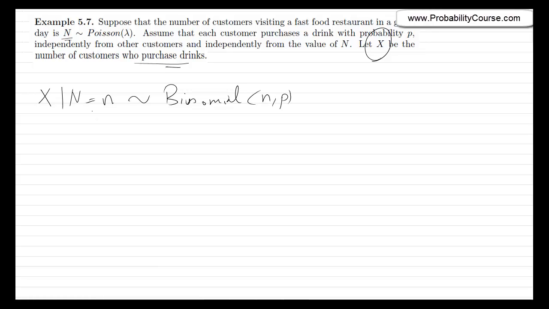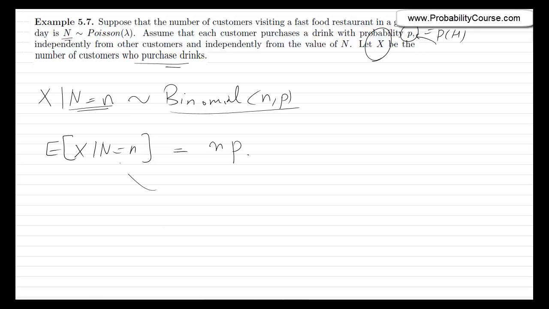Why? Because if n is fixed, if the number of customers is fixed, then it looks like each customer tosses a coin with probability p and decides whether to purchase a drink. So it looks like we are counting the number of heads, where p is the probability of heads in the coin toss, in a fixed number of coin tosses, so x is binomial with parameters n and p. So as we discussed last time, the expected value of x given n equals n is the expected value of a binomial random variable, np, right? However, this is the conditional expected value.